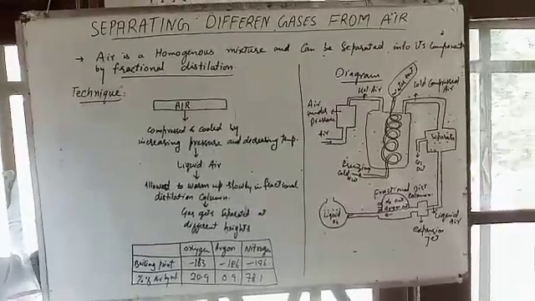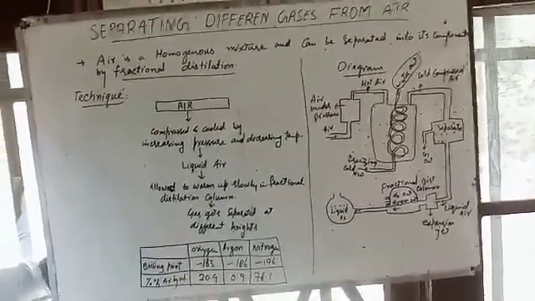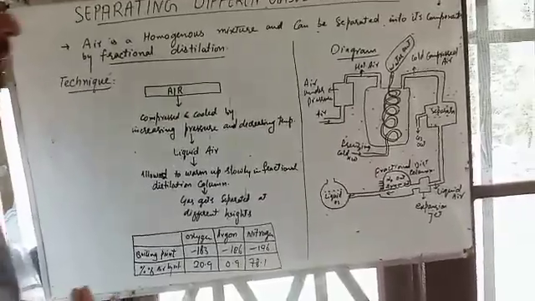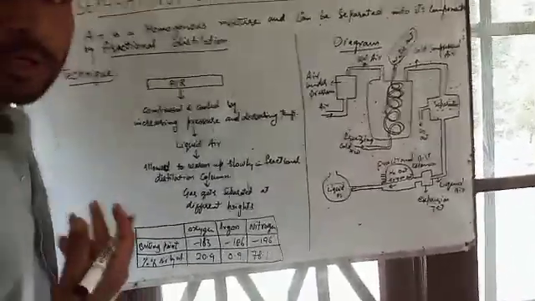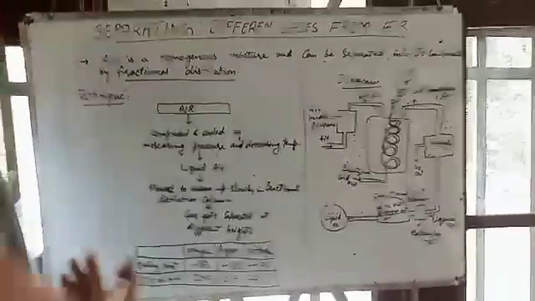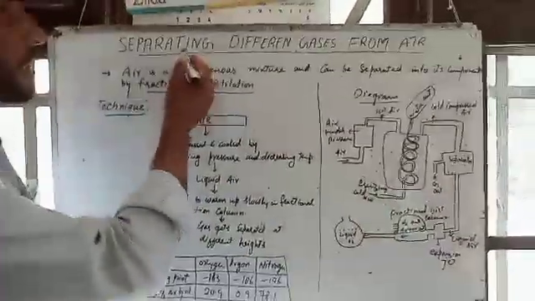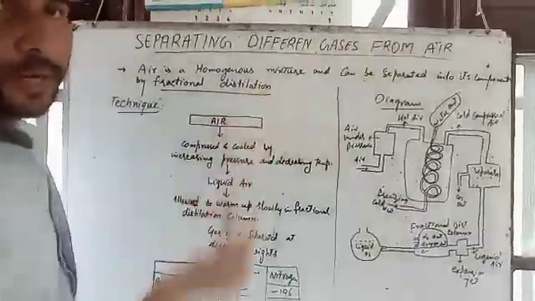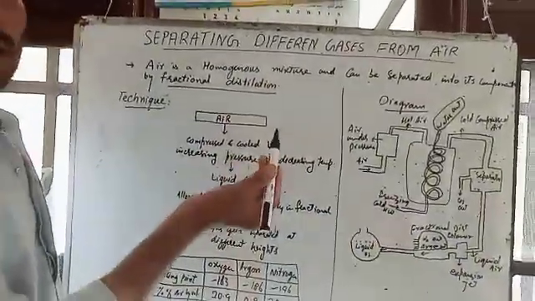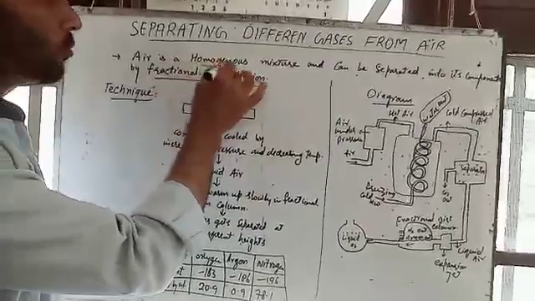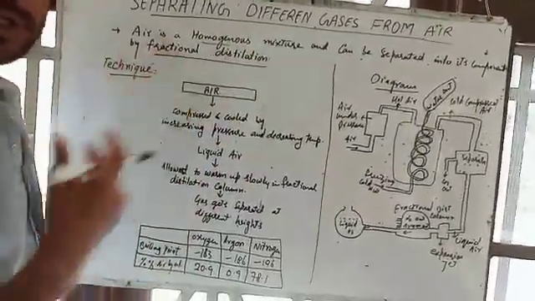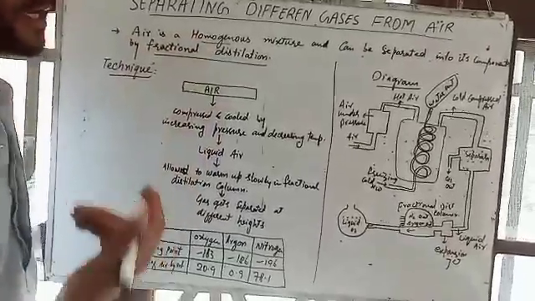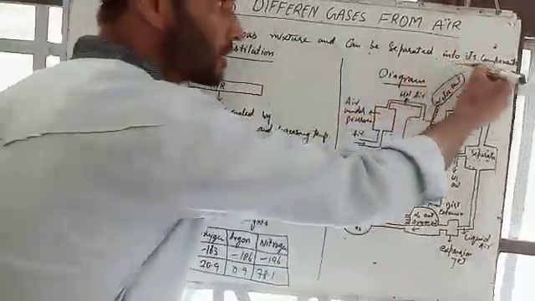Hello, dear students. Today we will learn about how we separate the different components of air. That is, separating different gases from air. Actually, air is a homogeneous mixture. That means having uniform distribution of the components, and it can be separated into its components.